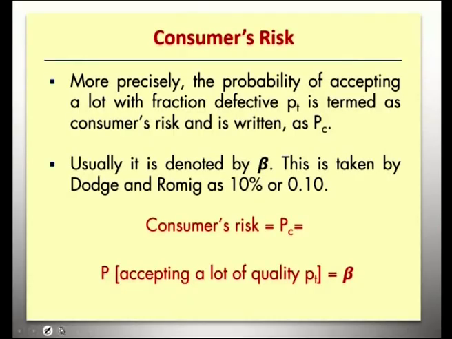Therefore, it is called consumer's risk, and we have already discussed this in the previous sessions, and this is called type 2 error. So, more precisely, the probability of accepting a lot with a fraction defective PT is termed as consumer's risk, and it is denoted as PC. Consumer's risk PC is equal to the probability of accepting a lot of quality PT, which is equal to beta, the consumer's risk.